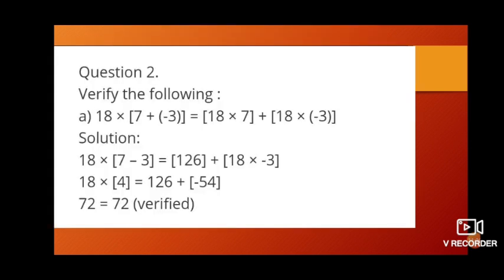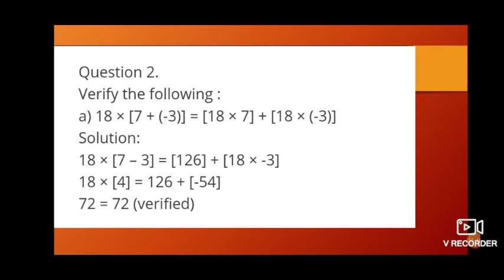Next, question number 2, they are asking us to verify. Here the question is 18 into 7 plus minus 3 is equal to 18 into 7 plus 18 into minus 3. Now solution. From the left hand side I am doing 18 into 7 plus of minus 3 will get 7 minus 3. So 18 into 7 minus 3, 4. 18 into 4, 72.